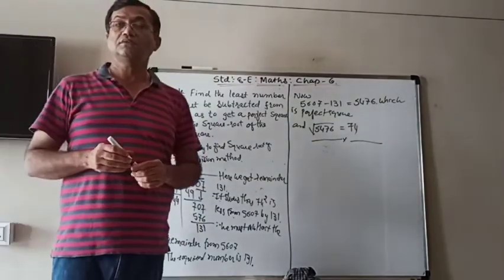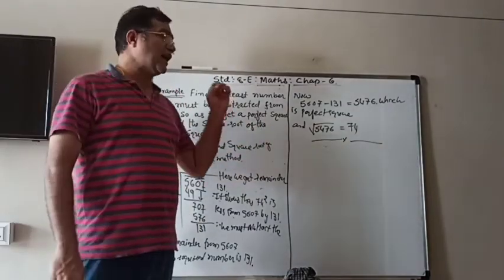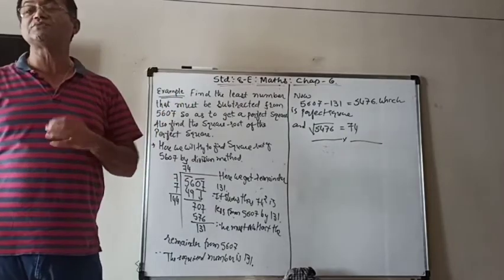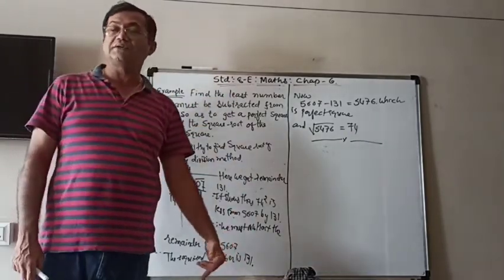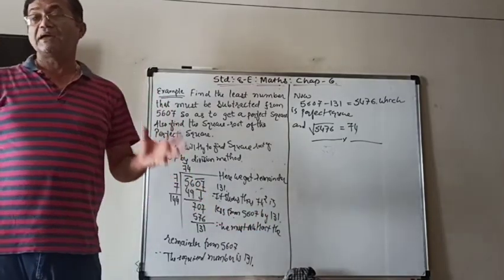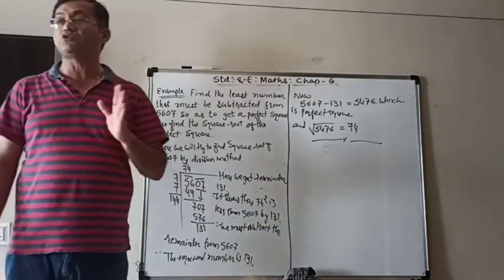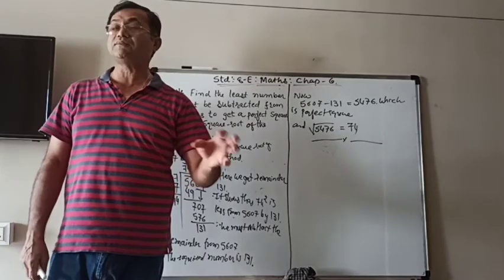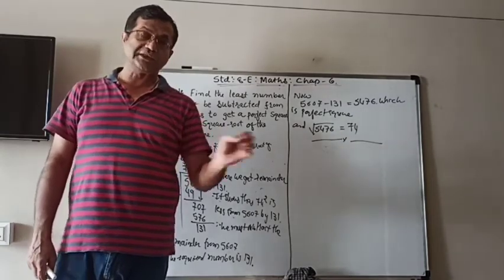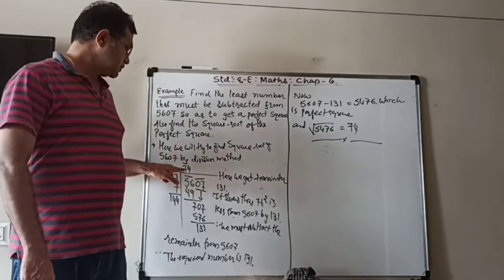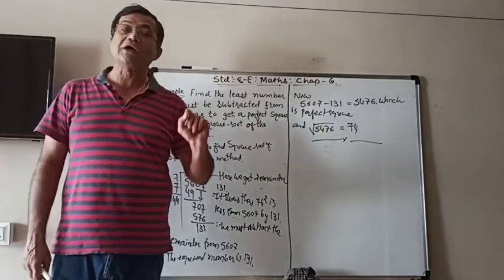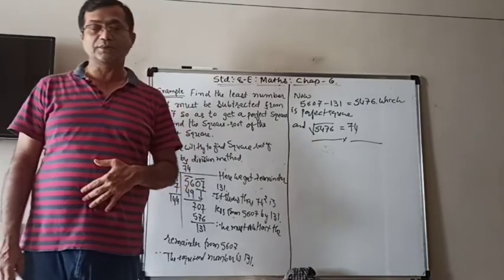So here, if you are asked which number should be subtracted, then you have to find the square root by the division method, and then whatever the remainder is you subtract from the original number, and that will be the perfect square number, and then the quotient will be the square root of that perfect square number.